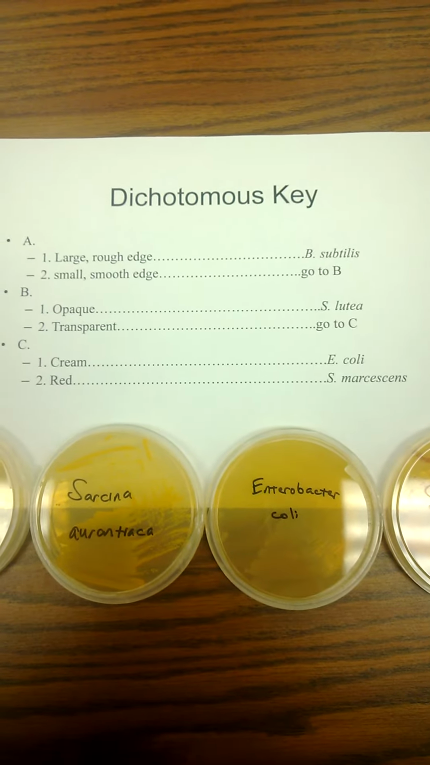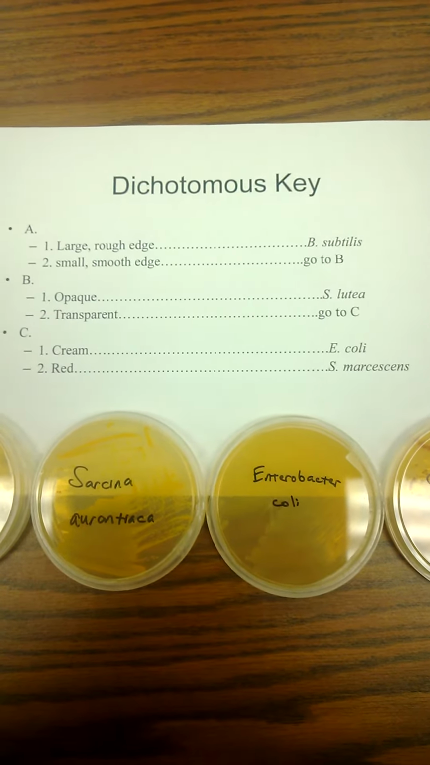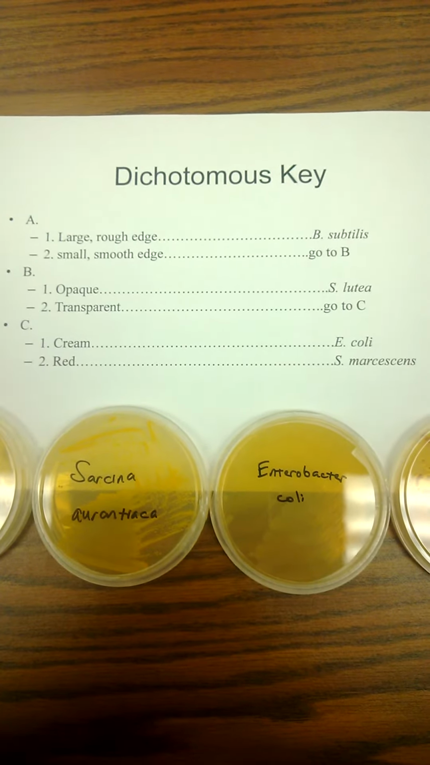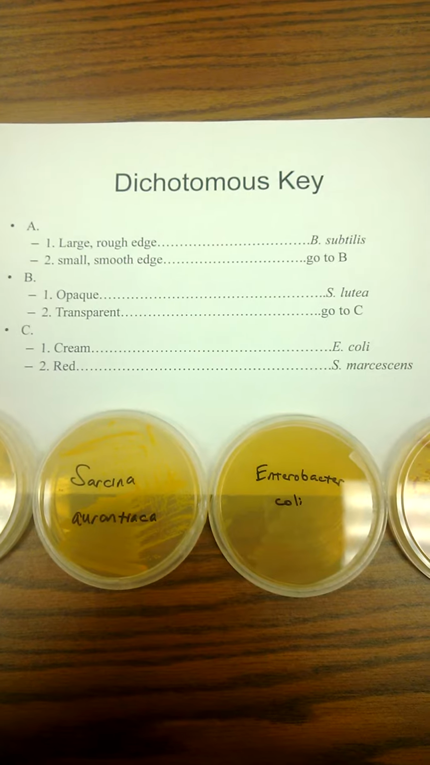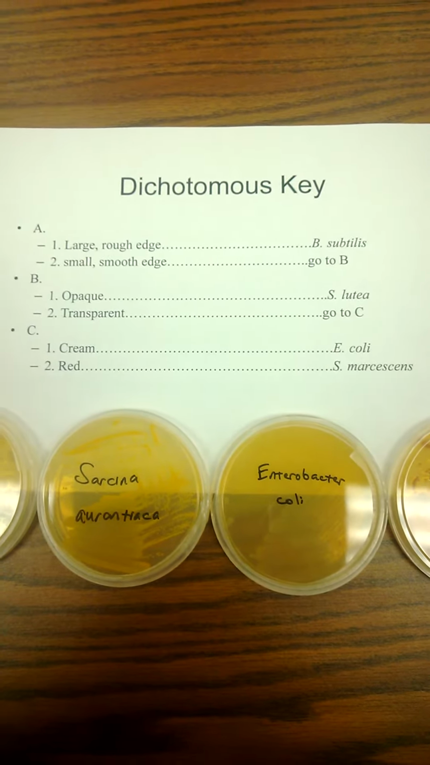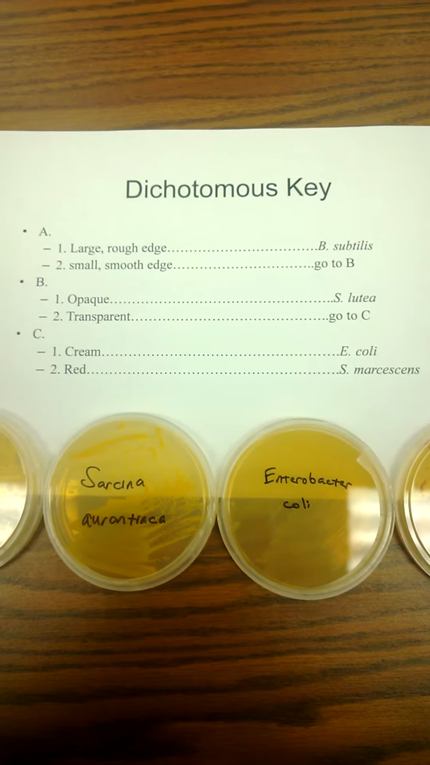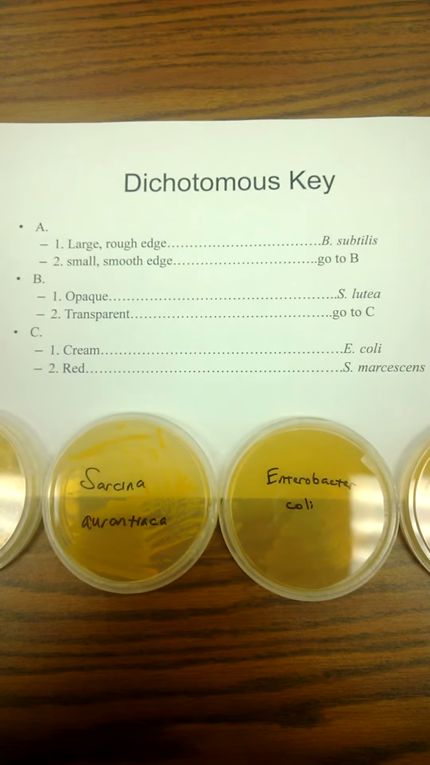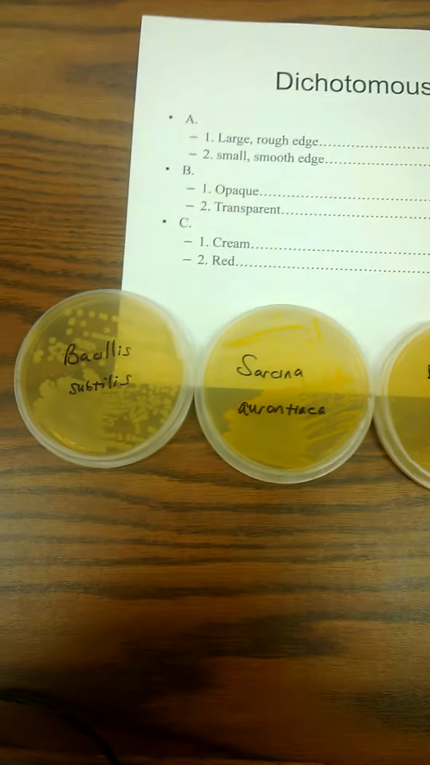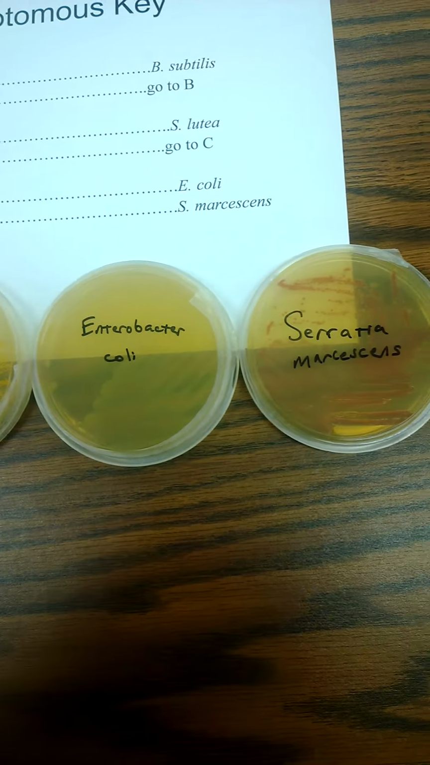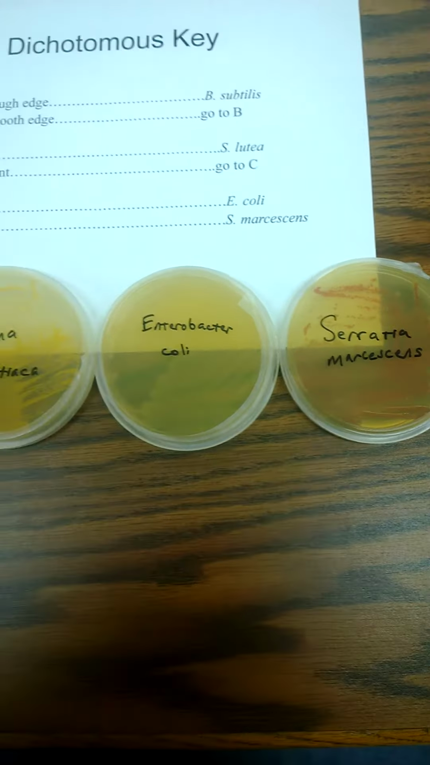In this video, we will discuss how to use a dichotomous key to help identify bacteria. When using a dichotomous key, you're looking at the colonial characteristics of the bacteria. You have a copy of this dichotomous key in your lab manual. We grew 4 different species of bacteria in petri dishes for you to identify.